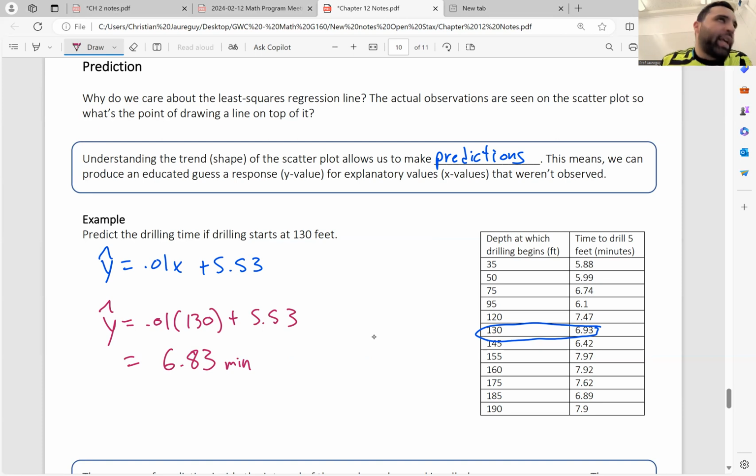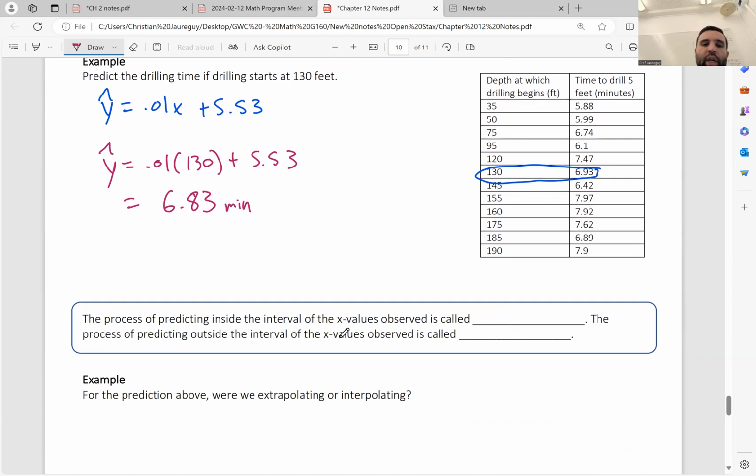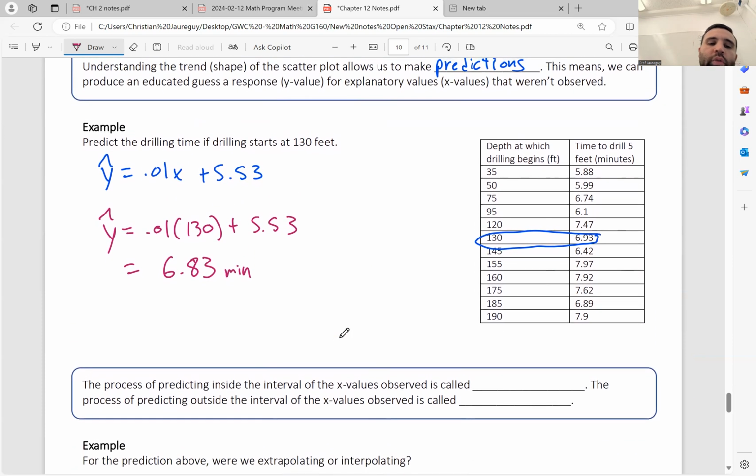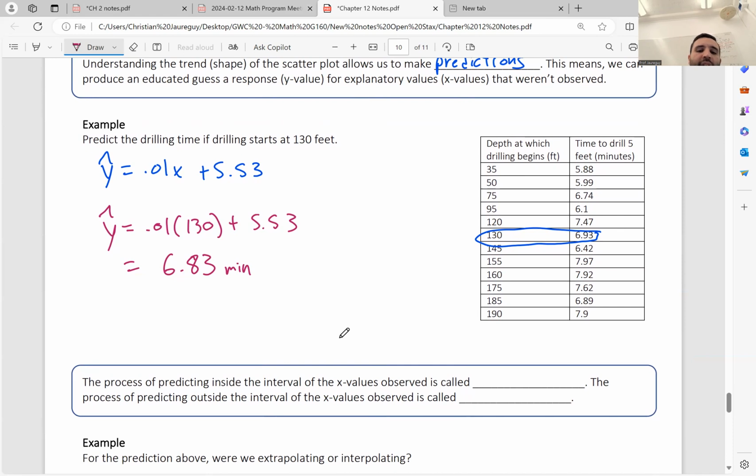So we do this all the time. You see this all the time in any sort of scientific community or scientific topic, the predictions, what's going to happen in the future, what the modeling tells us. So most of the time, we don't do what we just did, right? We don't predict values inside of our interval. That is called interpolation. Most of the time, what we care about is, okay, I see this trend. What happens at 200 feet? What happens at 220 feet? This process is called extrapolation, something you've probably heard before.